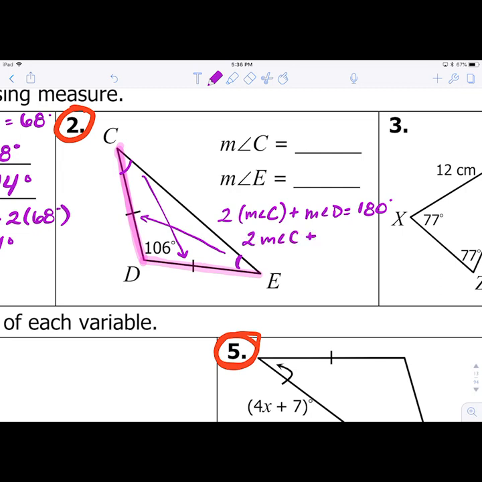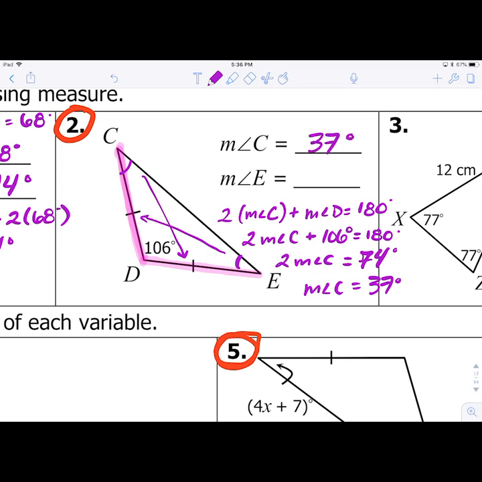I know the measure of angle D is equal to 106. So twice the measure of angle C is equal to 180 minus 106, which is 74 degrees. So the measure of angle C is going to be 74 divided by 2. That's 37 degrees, right?